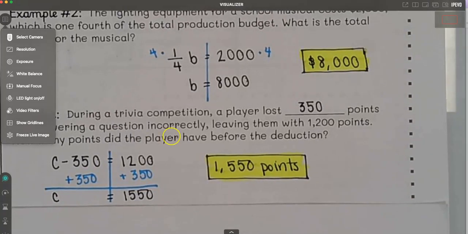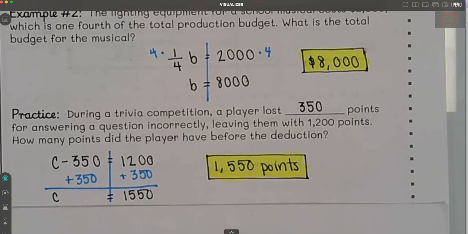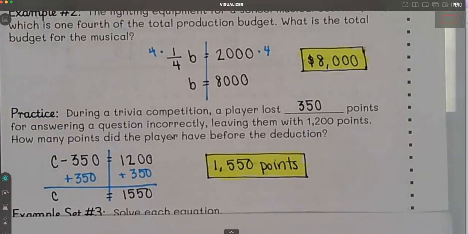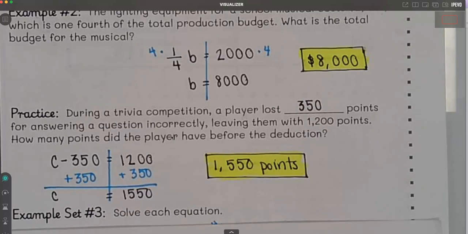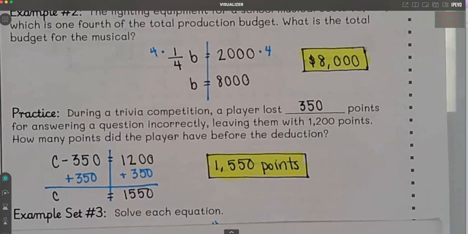Okay, ladies, are there any questions on this problem? I'll leave that up there for a few seconds. Yeah, this is a very small mistake.